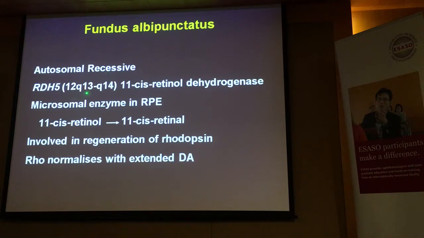It relates to mutation in RDH5, which encodes 11-cis retinol dehydrogenase. So it's involved in the recycling of rhodopsin within the RPE. After you've started off the phototransduction cascade by photoisomerizing rhodopsin, it's then got to return to its original state. So you need something to convert retinol back to retinal. But we also know that if you leave these patients in the dark for long enough, the rhodopsin regenerates naturally. So the rhodopsin levels will normalize.